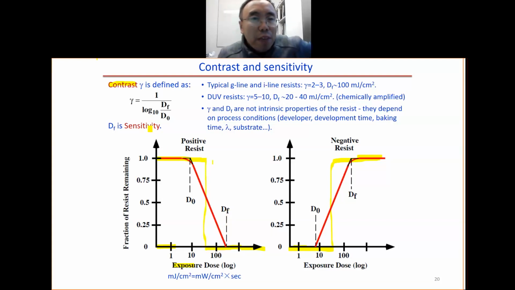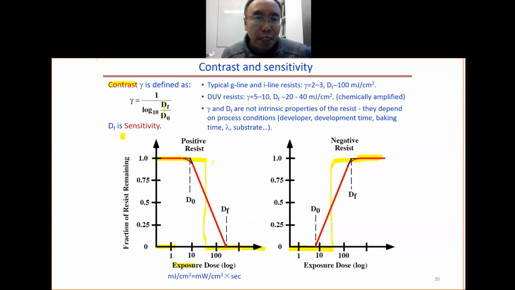So the contrast is defined by this equation: gamma equals 1 over log 10 of Df over D naught. For this case, the Df and D naught are the same. So Df equals D naught. Then this is log 10 of 1. We know this is 0. So gamma equals infinity. That means for the ideal case, we have infinite contrast. For your resist, we have a finite contrast. Typically, for G line and I line resist, the contrast is 2 to 3. But deep UV resist, the contrast is higher.